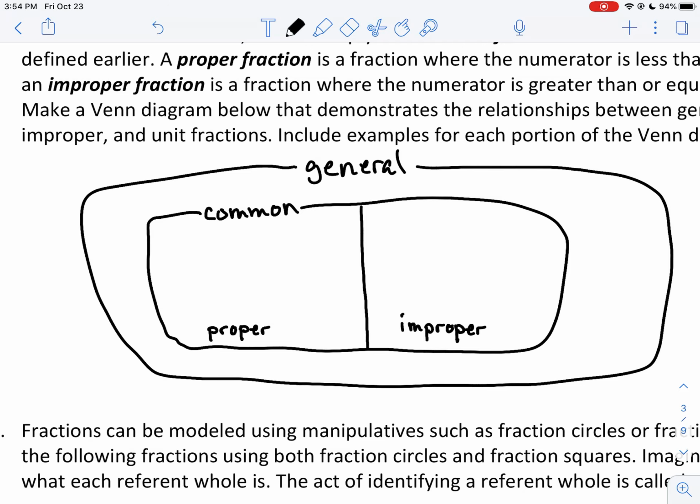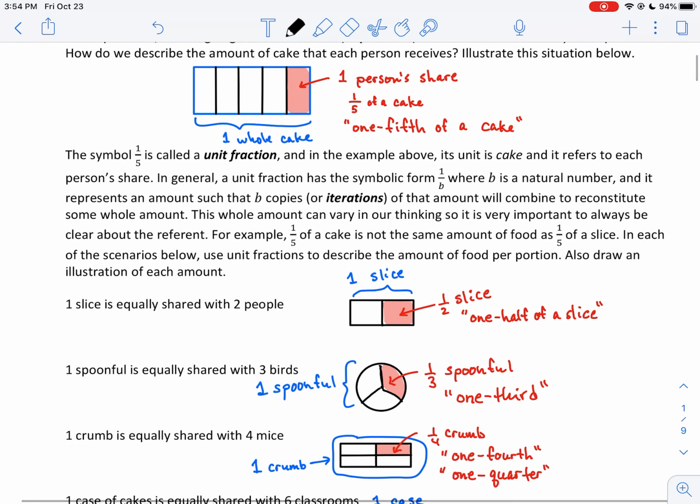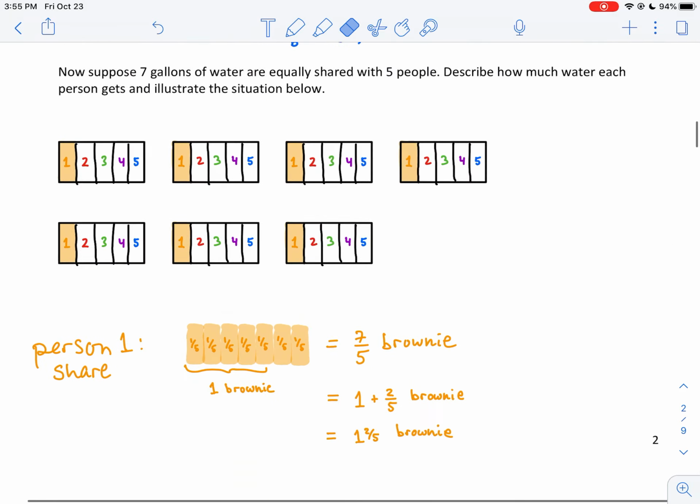And in order to be a fraction, let's go back to where a unit fraction was. I should have said this up here. I said, in general, a unit fraction has the symbolic form 1 over b, where b is a natural number. I should have also said that we want b to be at least 2 or higher. Because if you have 1 over 1, that would technically be an improper fraction that's also a unit fraction. It's sort of this anomaly, but it's not an interesting example, so I just want to be careful to discuss that case.